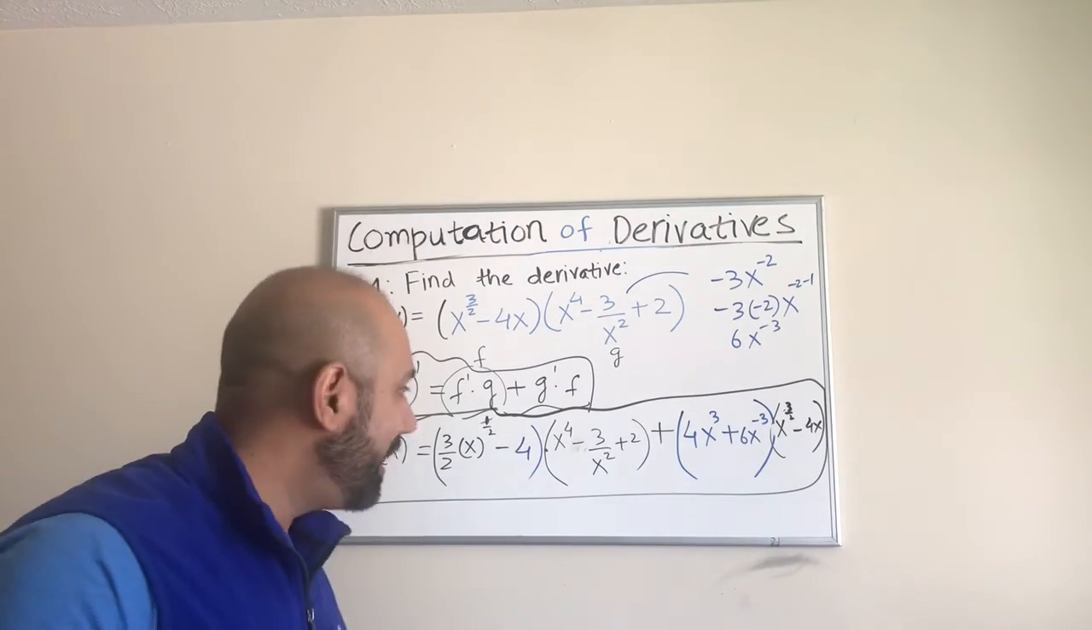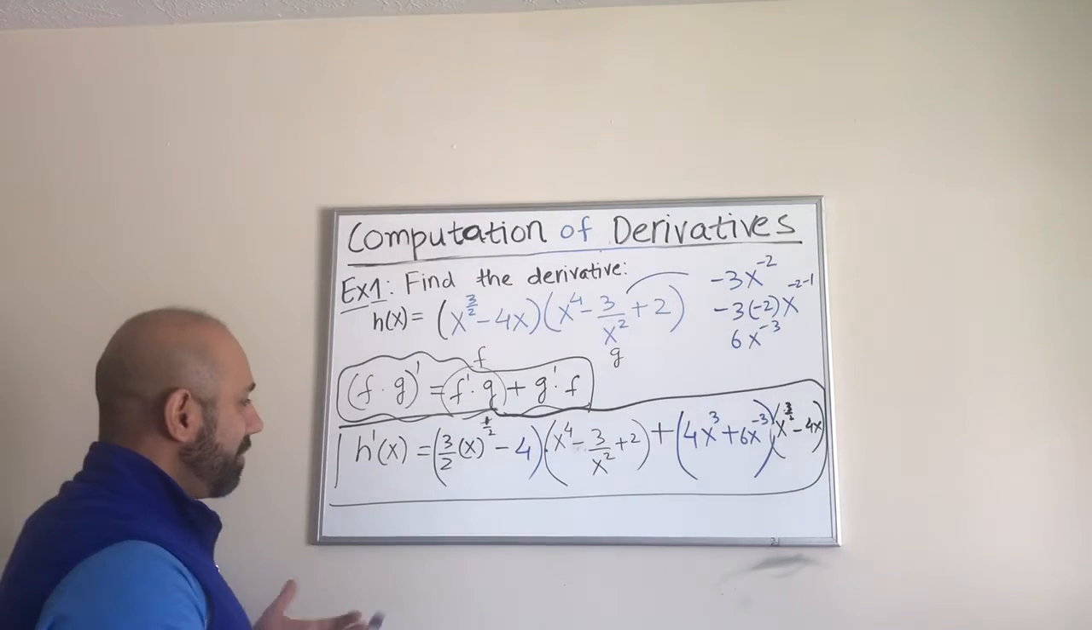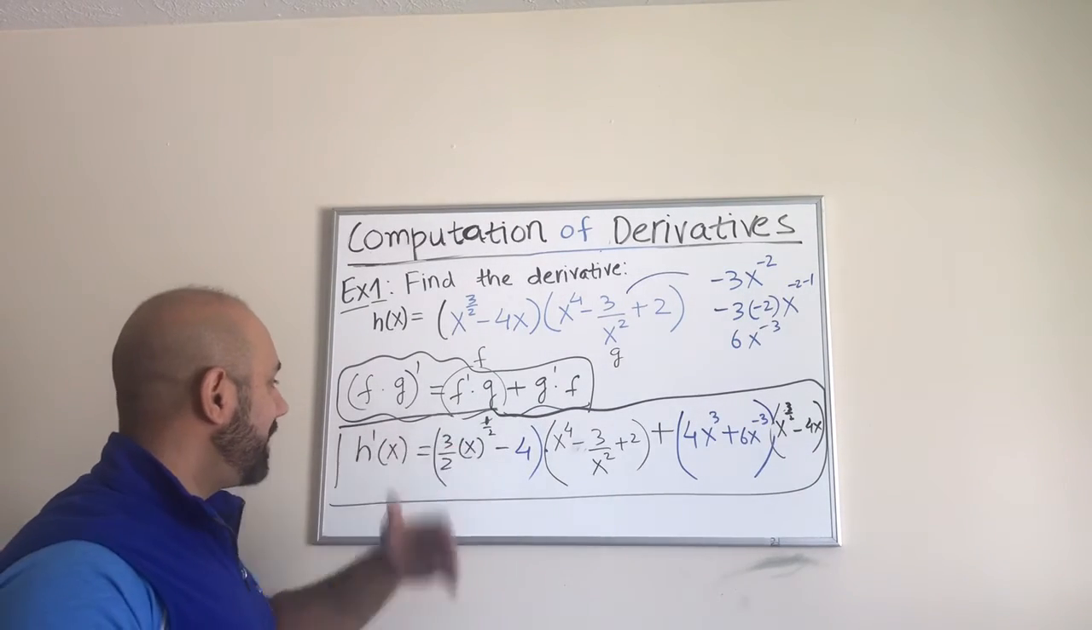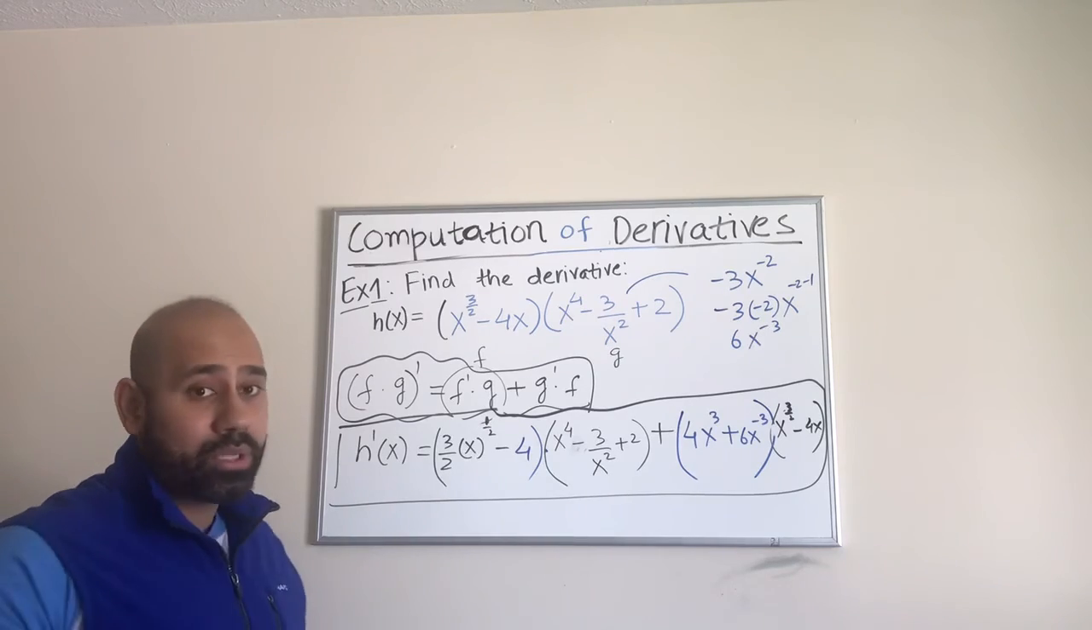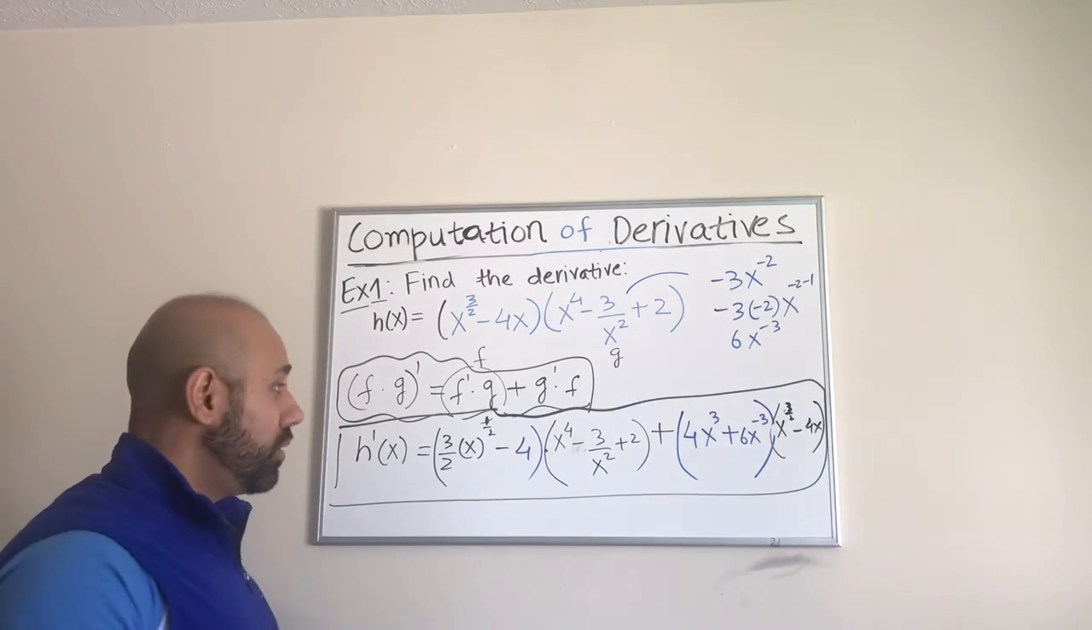It kind of looks ugly. There's so many terms, and they're multiplied, and there's fractions, and there's these exponents. But whatever it is, this is how you use the product rule and get the final answer.